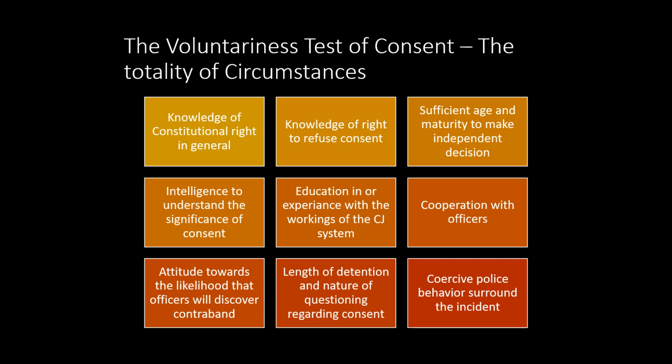What's the general knowledge that you have? And this could relate to education or age, and that's further on the scale there. What knowledge do you have of your right to refuse consent? Did the police tell you you can't refuse? Well, that changes the equation. How old are you? How mature are you? Can you make an independent decision? What's your level of intelligence? What's your level of education? Also, what's your level of exposure to the criminal justice system? Do you know what your constitutional rights are?